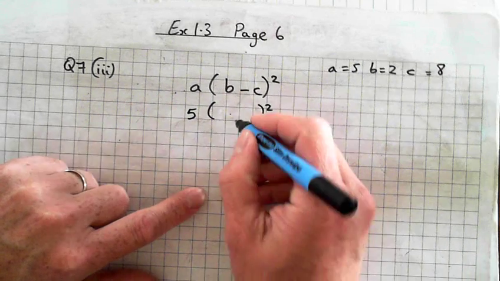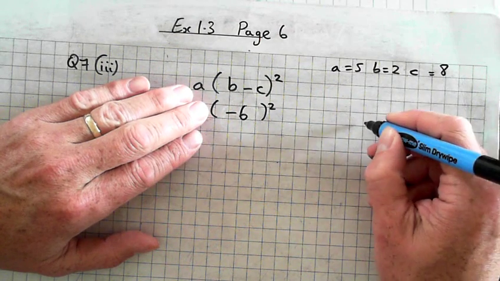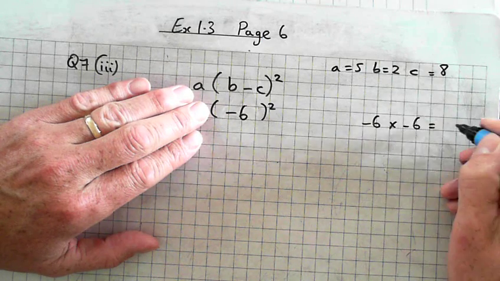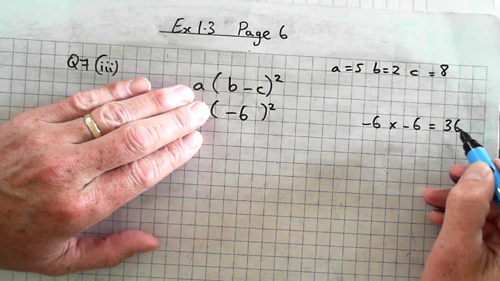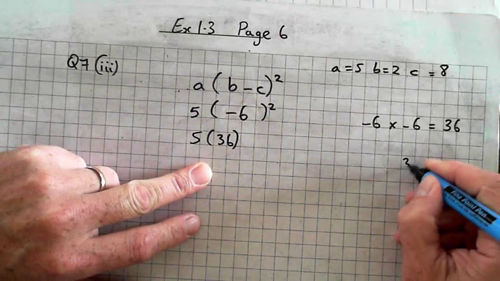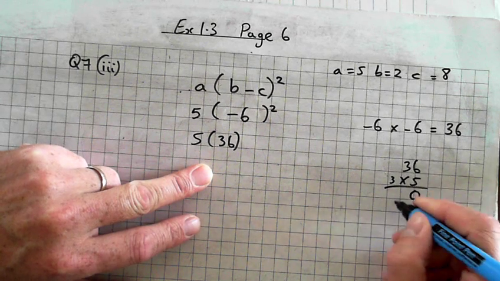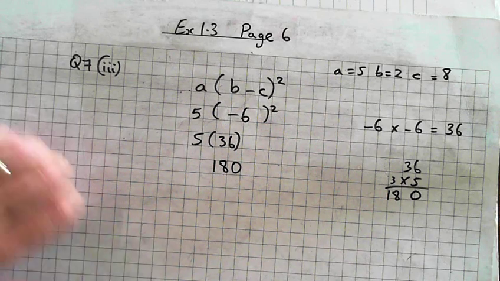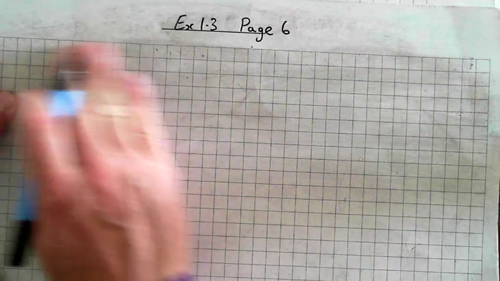Use your number line. 6 squared. Okay, what does minus 6 squared mean? It means minus 6 times minus 6. Minus times a plus, the signs are the same, so you get a plus, 36. So 5 times 36. You can do it, use your rough work. 5 6 is a 30. 5 3 is a 15 and 3? 180. What's the next one? Question 8, 3 and 4.